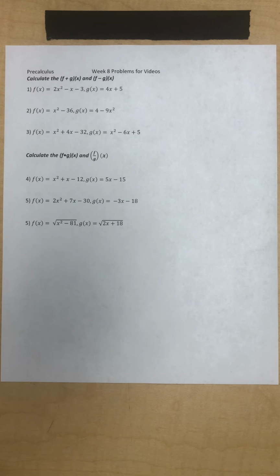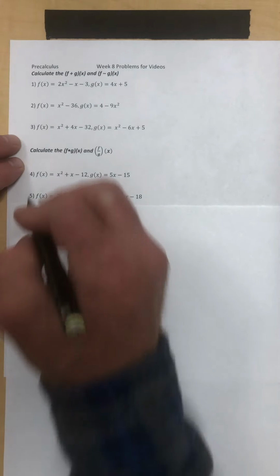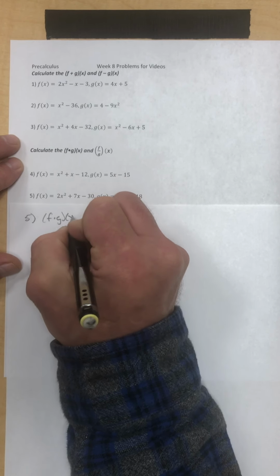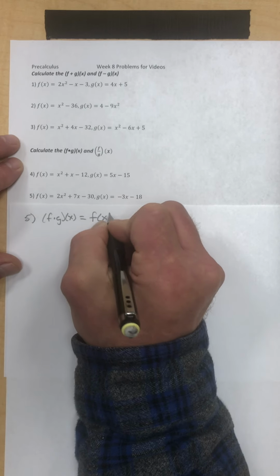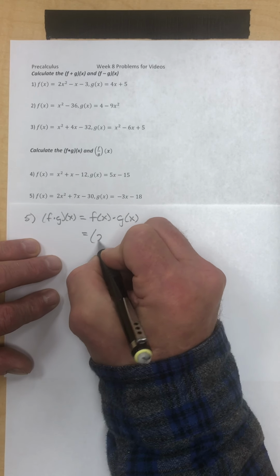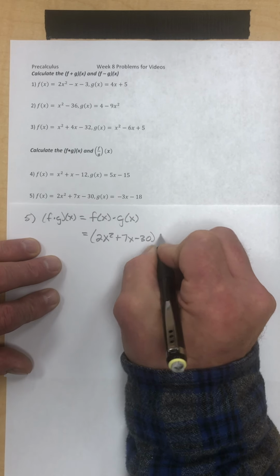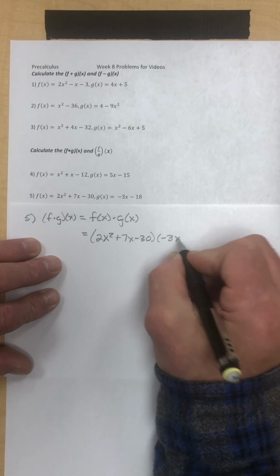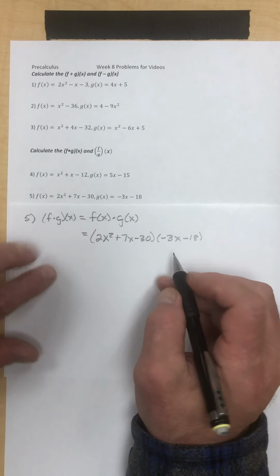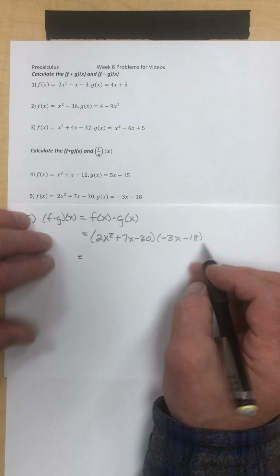Okay, let's see, second one. Okay, so number 5. I'm going to do f times g of x. So that's going to be my f of x times g of x. I have 2x squared plus 7x minus 30 times negative 3x minus 18. So once again, I'm going to distribute from the right-hand side, because I only have to distribute twice.